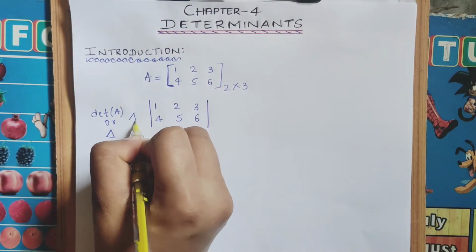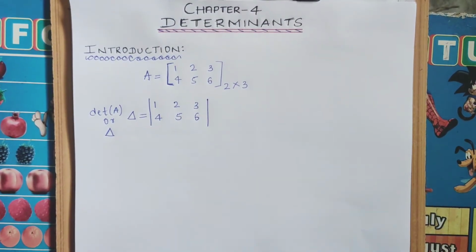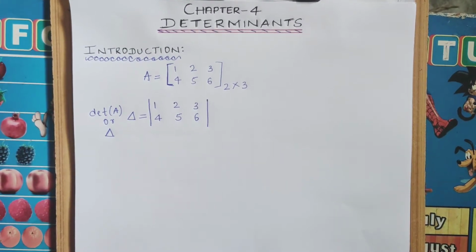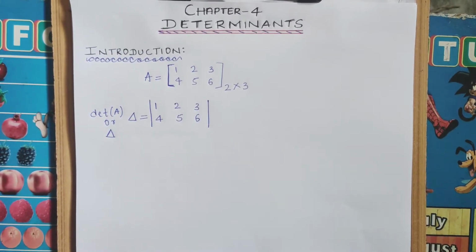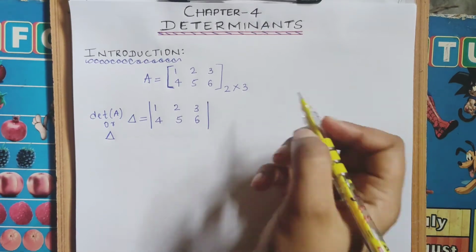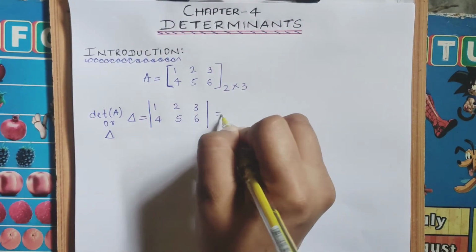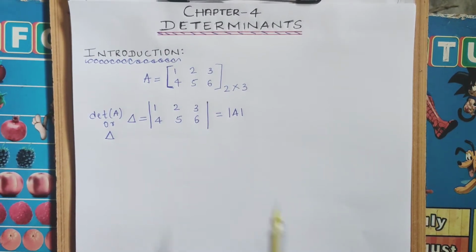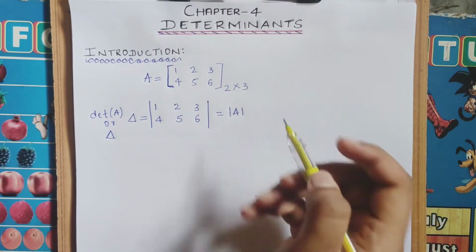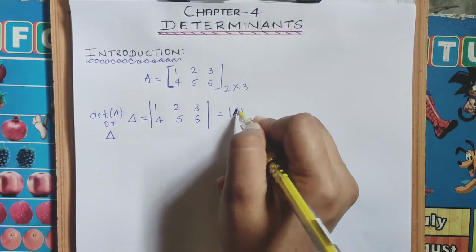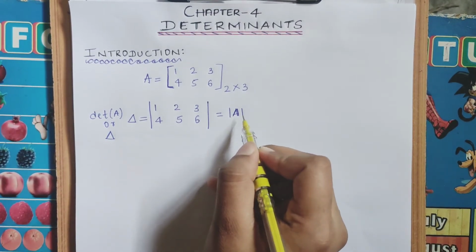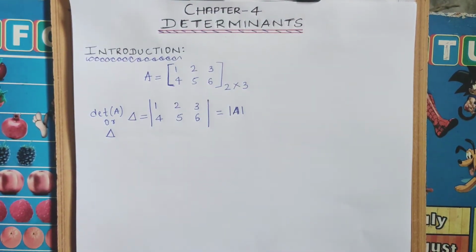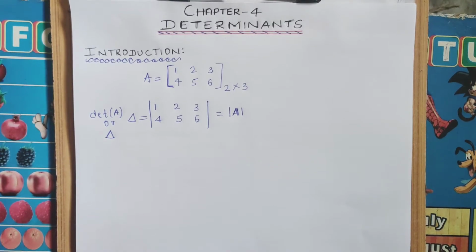So you can just write delta is equal to. Either you can use delta, or you can use determinant A. Again, like this also you can take determinant A. And now be very careful, this is not modulus. It is determinant. Never read it as modulus.